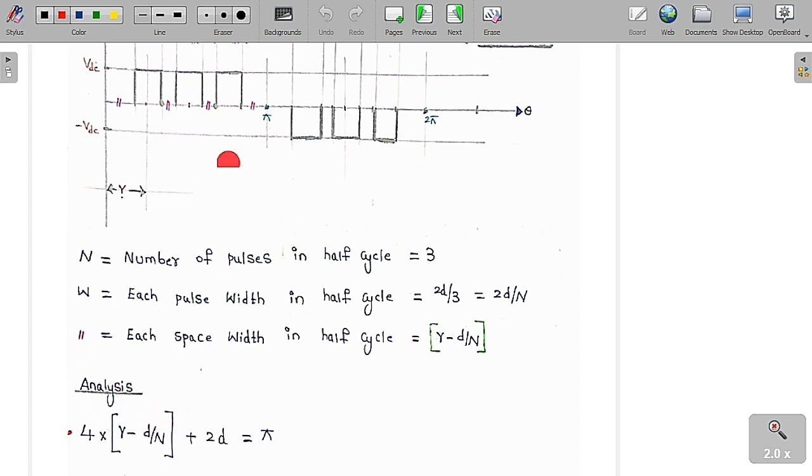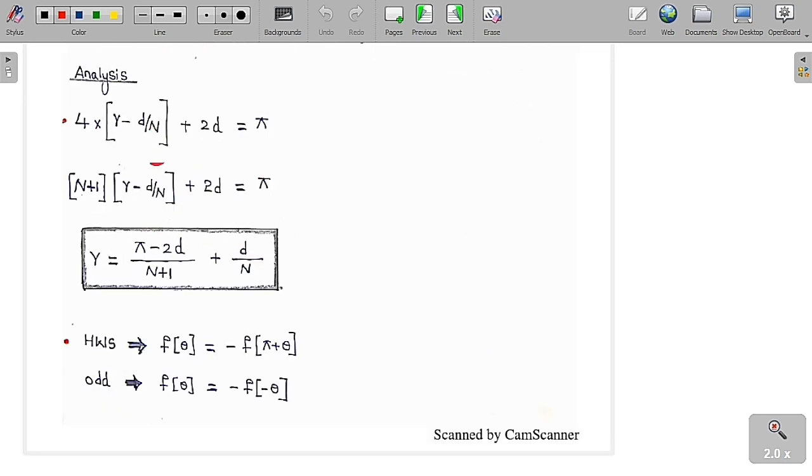So now we are going to analyze this circuit. See, I want the overall pi is equal to this length plus this length, which is 2D by N into 2D by 3 into 3, which is nothing but 2D, plus again 1, 2, 3, 4. There are 4 things. So 4 into this length, which is 4 into gamma minus D by N, plus 2D is equal to pi. So 4 times this length plus the overall pulse width is equal to pi. So now we are going to use a general format. This is for 3 pulses in a given half cycle. But generally it will be N plus 1 into gamma minus D by N plus 2D is equal to pi.